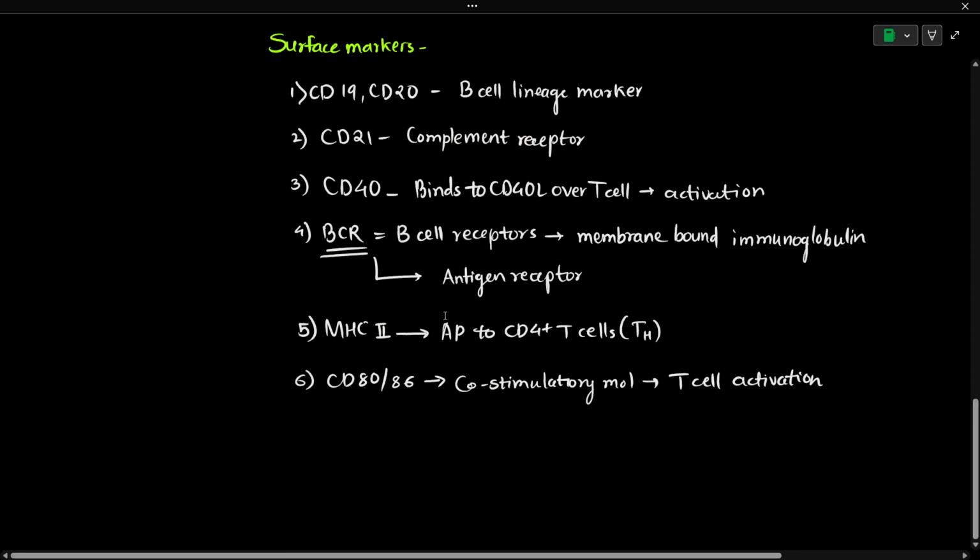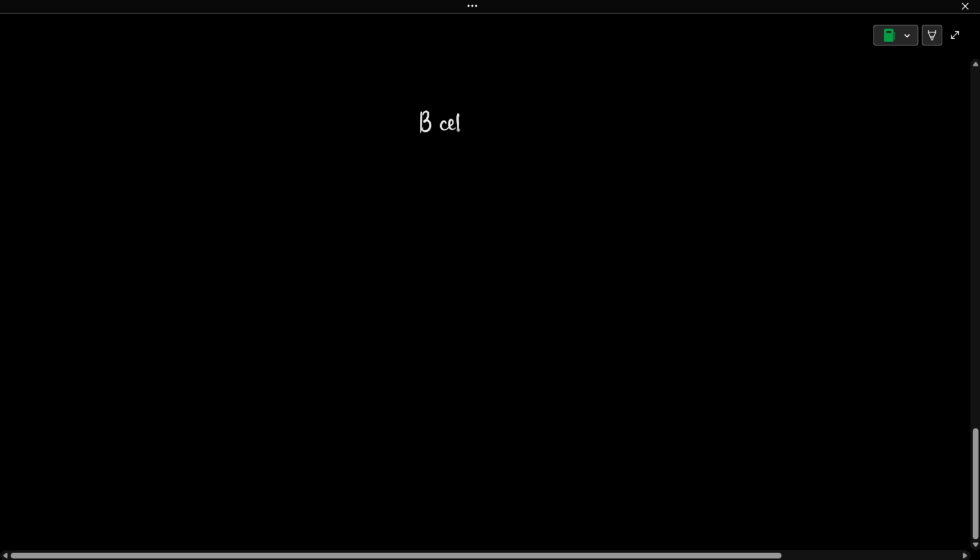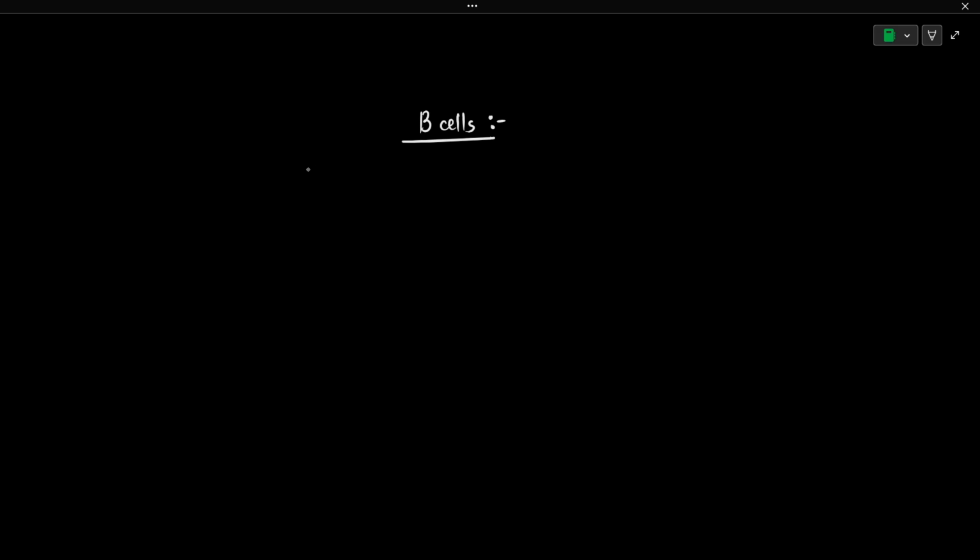So what are the different jobs that the B cell is going to do? The B cell has different roles to perform inside the body. First of all, it is mediating the adaptive immune response by antibody production. So the very first and important job of the B cell is antibody production. It also does antigen presentation. It also secretes cytokines.